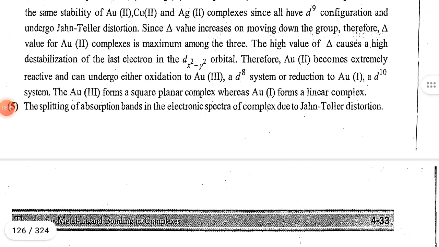Therefore, gold(II) becomes extremely reactive and undergoes either oxidation to gold(III), a d8 system, or reduction to gold(I), a d10 system. The gold(III) forms a square planar complex, whereas gold(I) forms a linear complex.